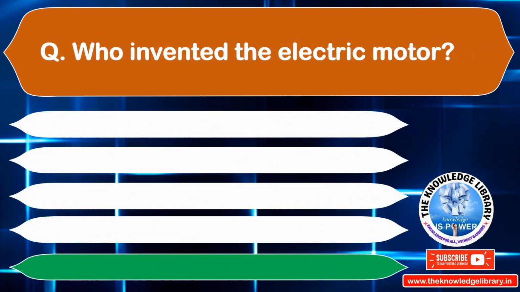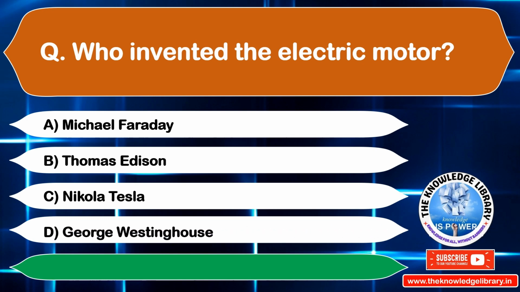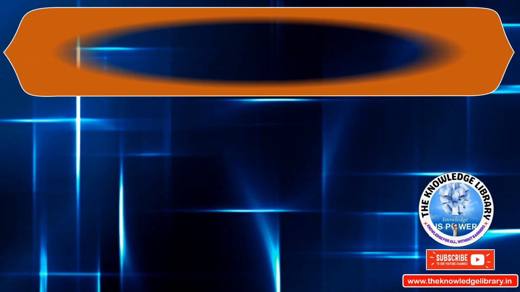Who invented the electric motor? Option A, Michael Faraday. Option B, Thomas Edison. Option C, Nikola Tesla. Option D, George Westinghouse. The correct answer is option A, Michael Faraday. Moving to the next question.